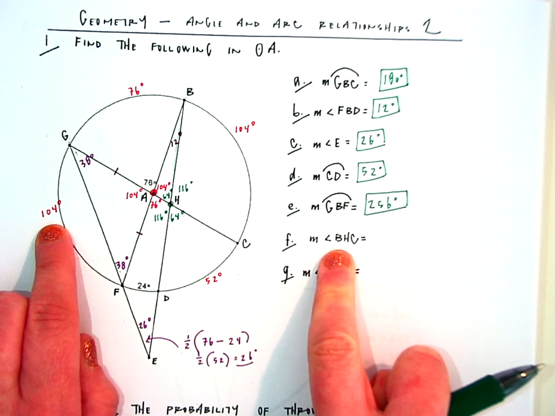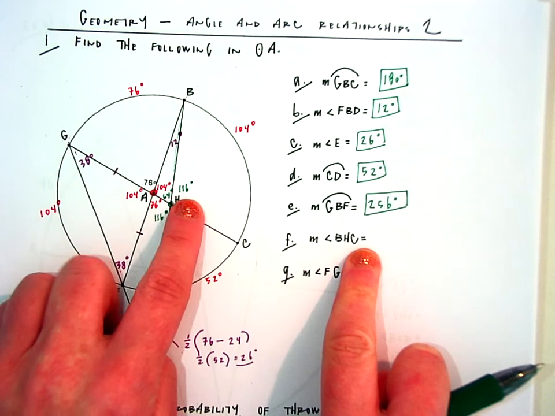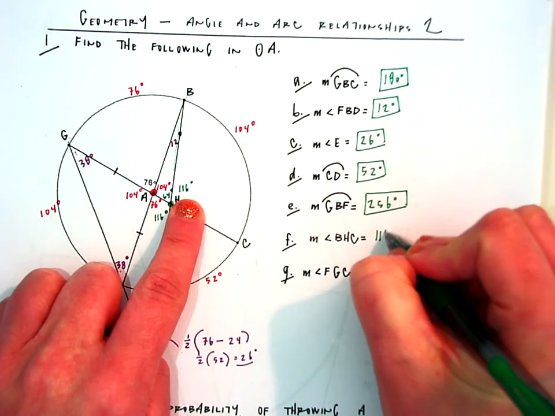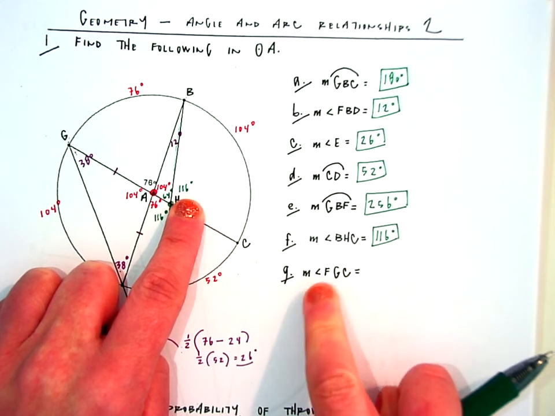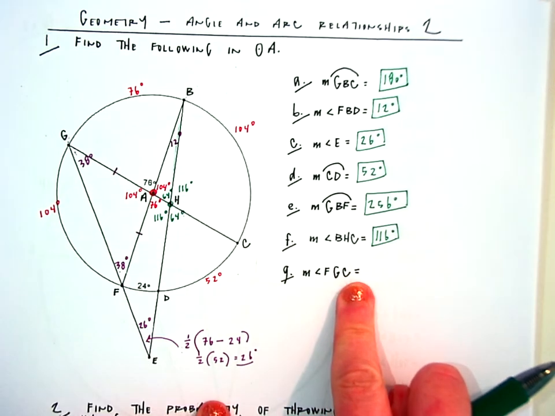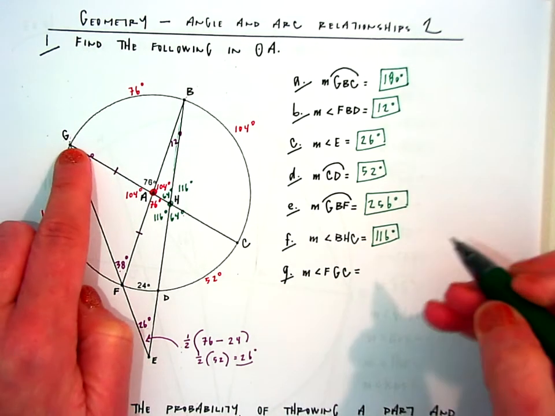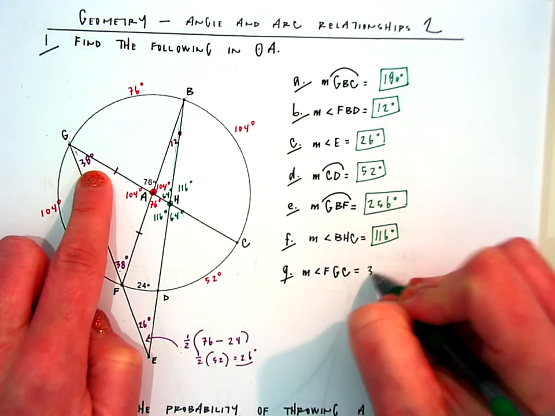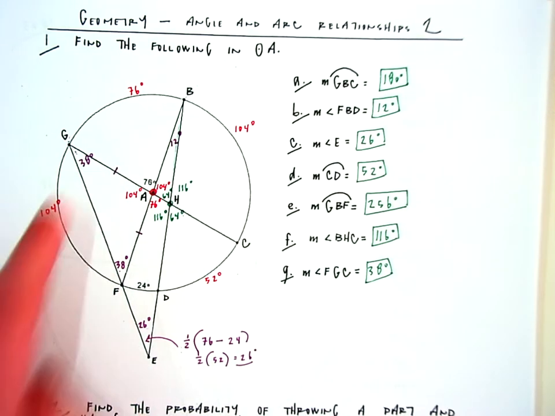Okay, angle BHC. So BHC, so right there is 116 degrees. And then angle FGC. So here's F, here's G, here's C. So right there, vertex G, right here we're at 38 degrees. I love the circle puzzles, super fun.